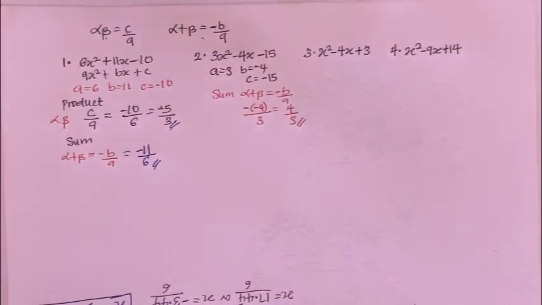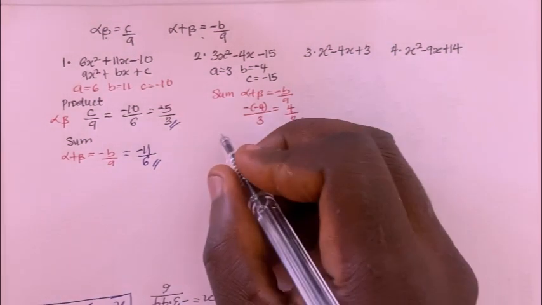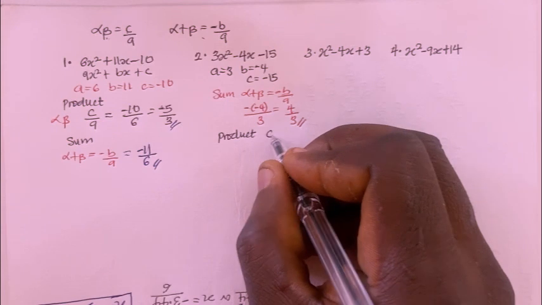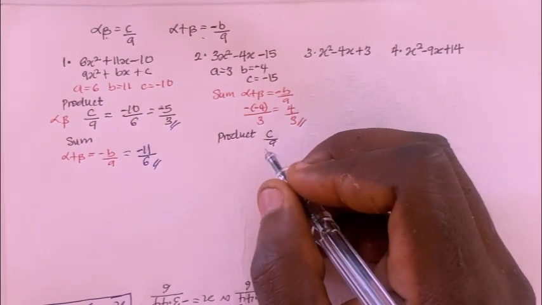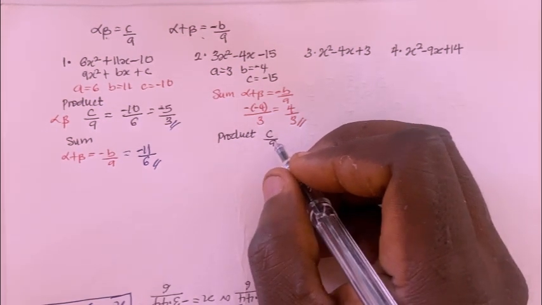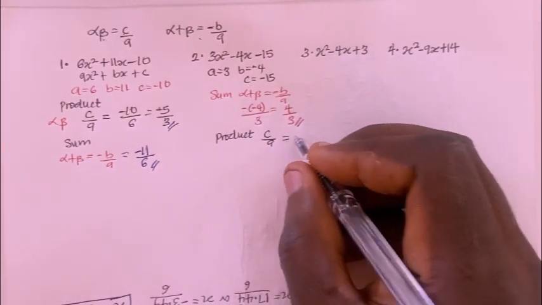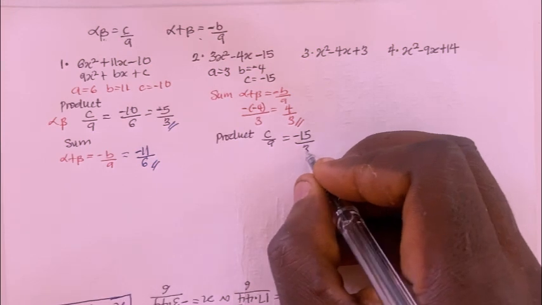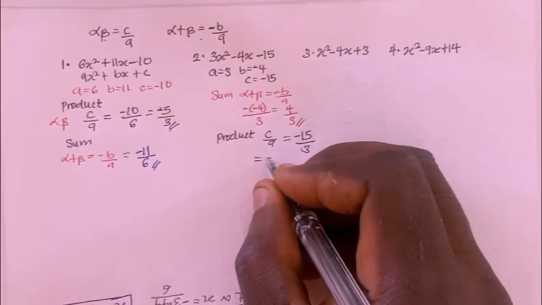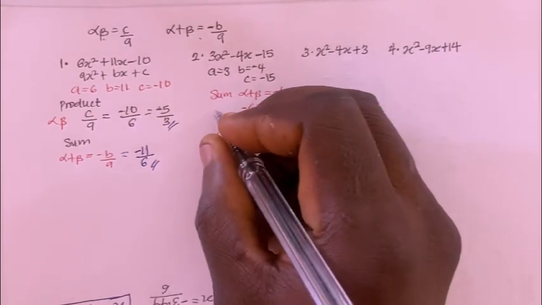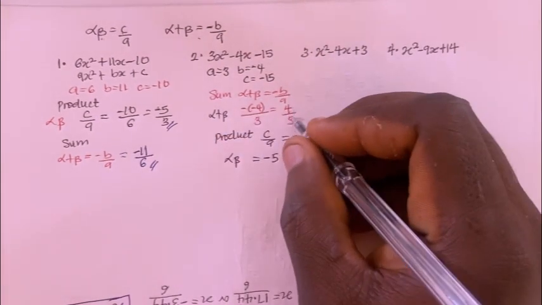Now let's go ahead and find the product of the roots. The product of the roots is taken to be c over a, which is the product of the roots of the quadratic equation. Now here my c is minus 15, then my a is 3, so this is minus 15 divided by 3, which equals minus 5. So it shows that alpha beta equals minus 5 and alpha plus beta equals 4 divided by 3.